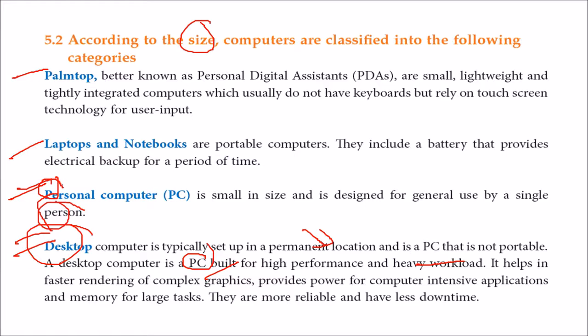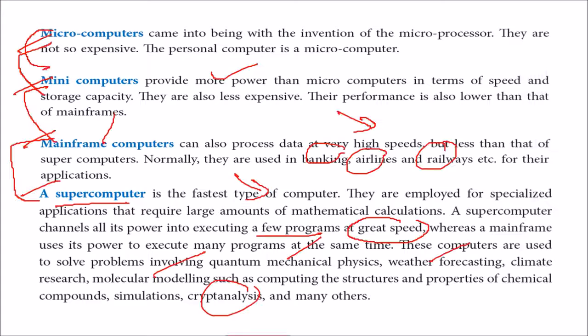The laptop and notebook you can place on your lap, so these are portable computers. They have an inbuilt battery. Then palm tops are very small PDAs, lightweight, tightly integrated computers, and generally the data is inputted through touchscreen. So in order, first your palm top, higher one is laptop, then PC, then desktop, then microcomputers, then mini, then mainframe, and the highest one is your supercomputer.